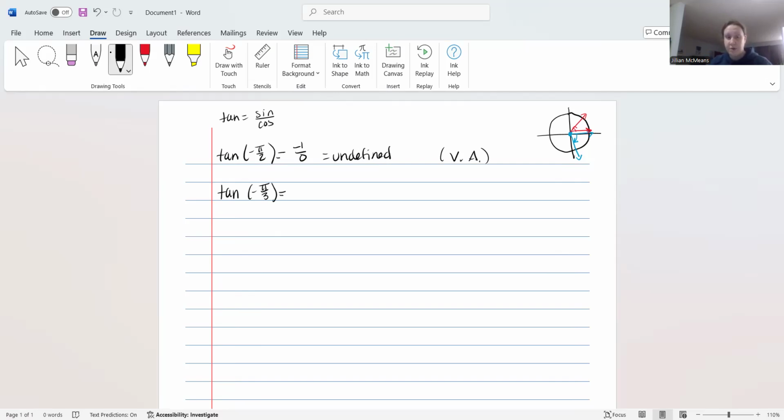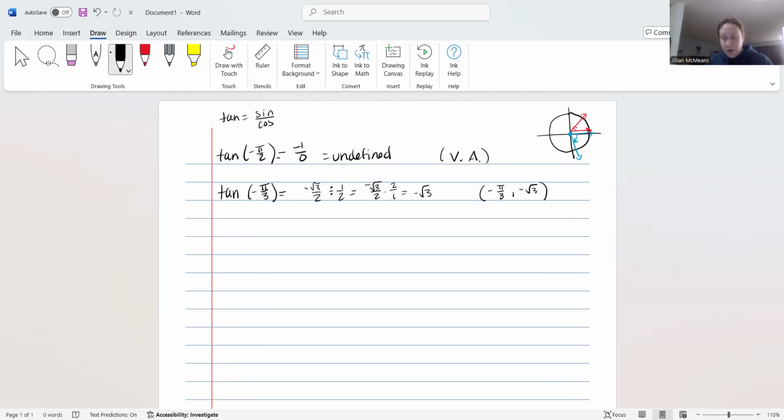Okay, so again, get out your unit circle. You go negative pi over 3, that's going to be at 330 degrees, or negative 60 degrees. So we have the y-coordinate is negative root 3 over 2, and then we're dividing that by the x-coordinate, which is 1/2. So when we do that, we get negative root 3 over 2 times 2 over 1, or negative root 3. So we have the ordered pair negative pi over 3, negative root 3, okay?